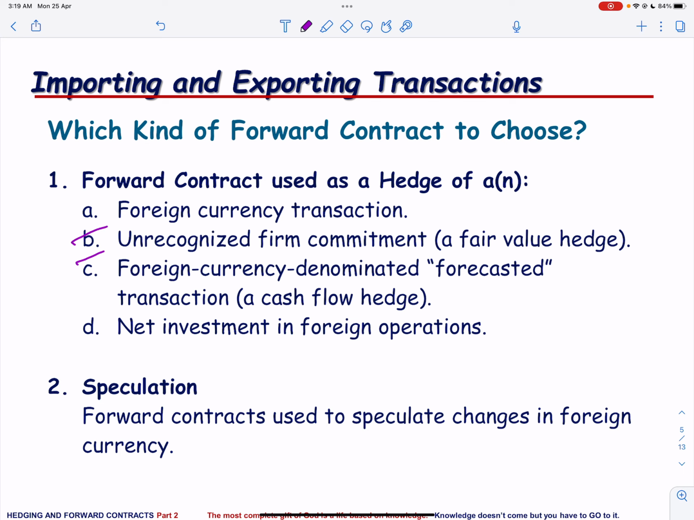Forward contract could also be used for speculation, that means gambling, and in this case the firm is interested in the gains and the losses on the contract itself. It is not protecting anything. Let us now work on an illustration.